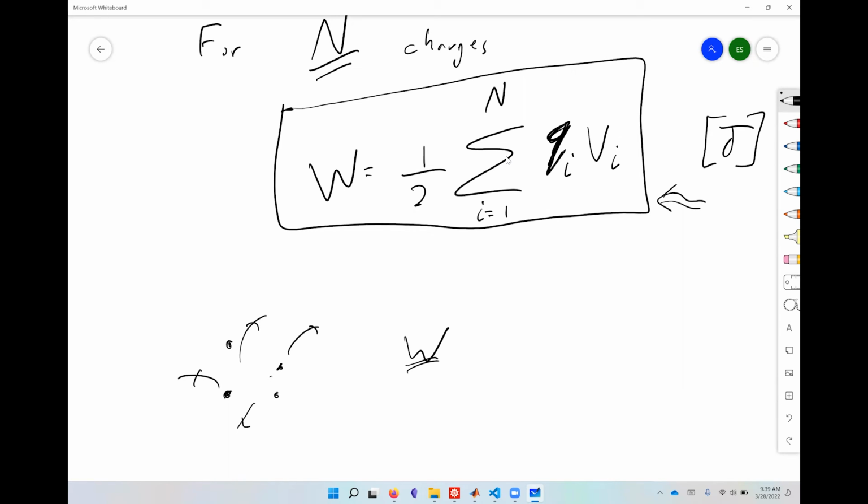This is the perspective of looking at the energy of the field through the work required to construct the configuration of the charges. There's another perspective where we tie energy to the field itself, and we can also do that, but that requires a bit more calculation, and we will do that next time. But this is one way of doing it, and this is the starting point.